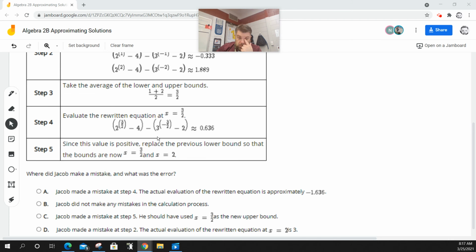So anyways, what we're going to do then, I think it's C. Because C says Jacob made a mistake in step 5. He should have used x equals 3 halves as the new upper bound, right? We should have replaced 2 with 3 halves. He replaced the lower bound. We shouldn't have done that, okay? So anyway, C is the correct answer.